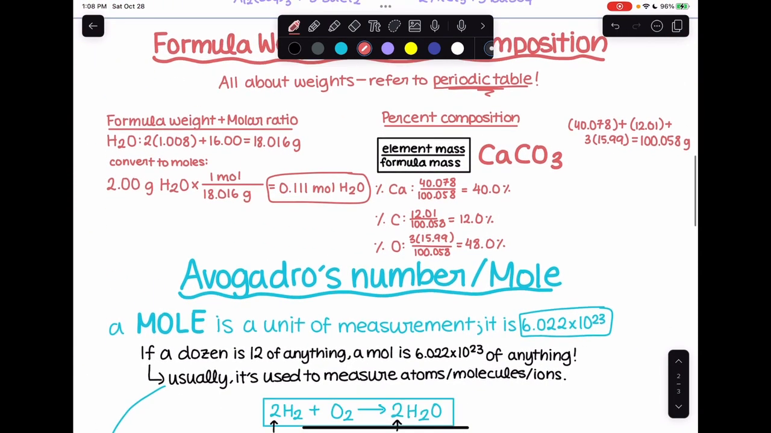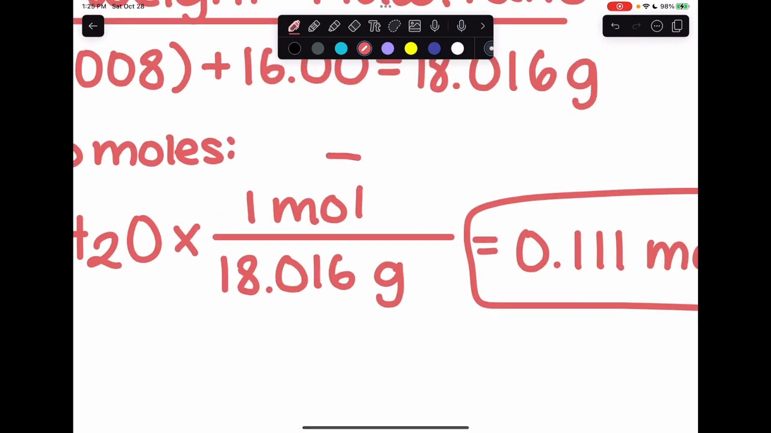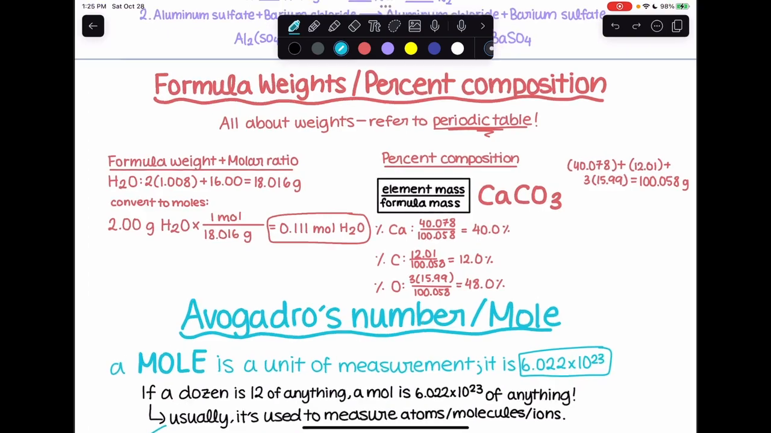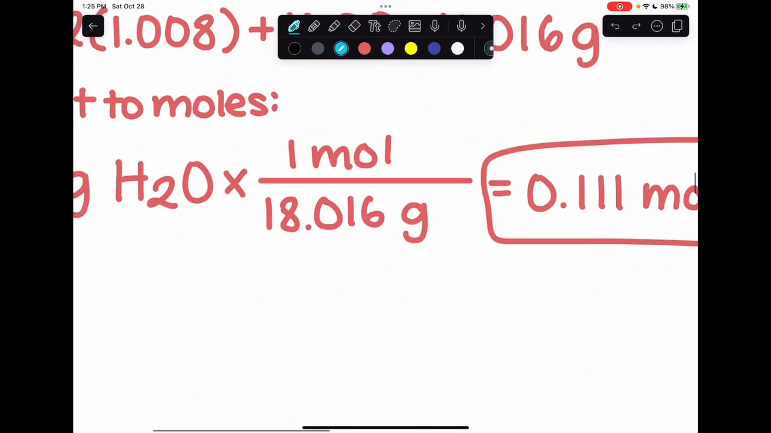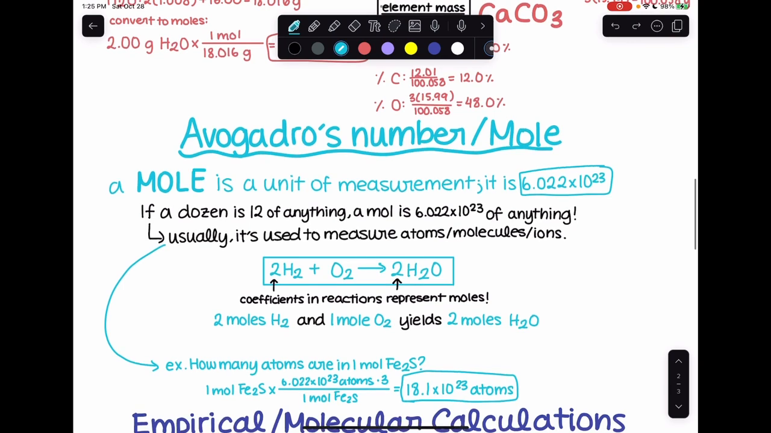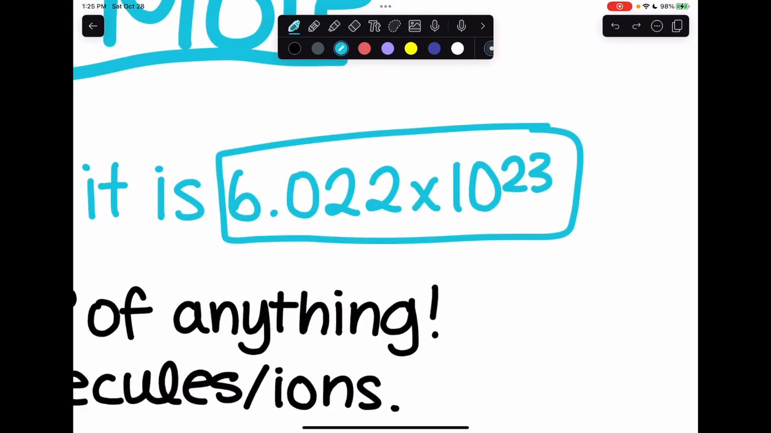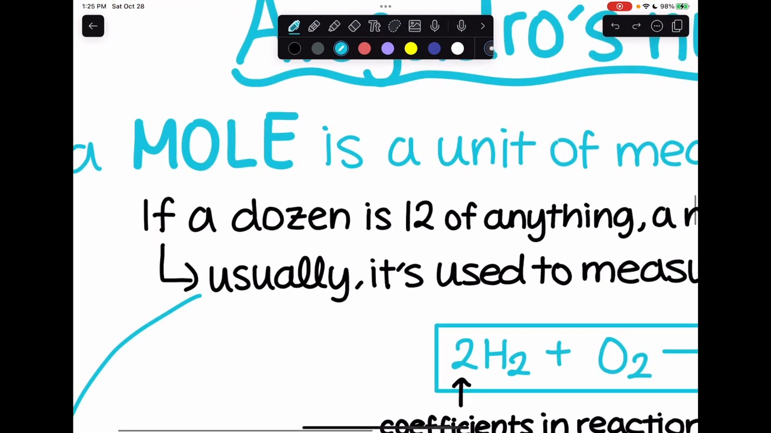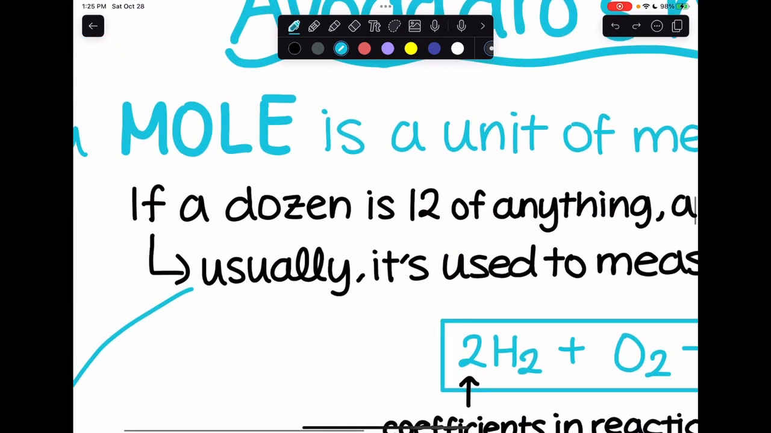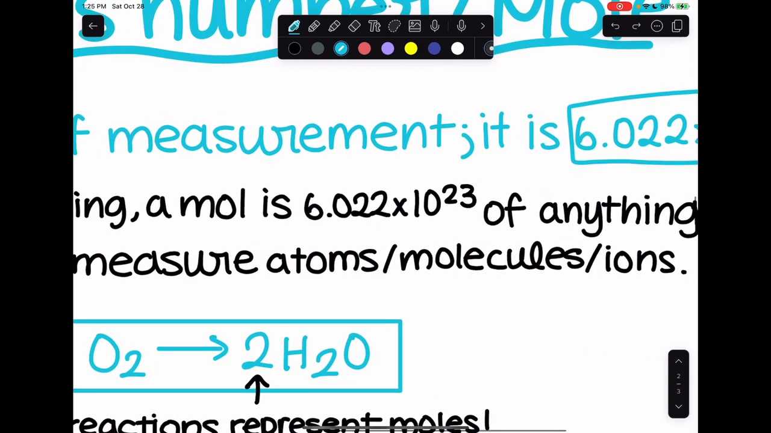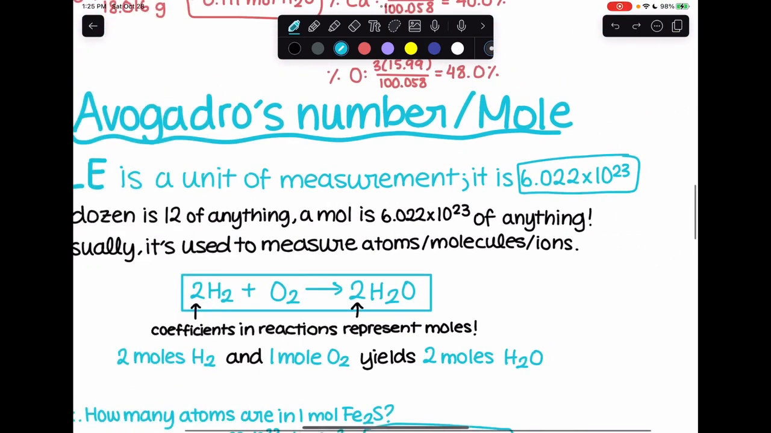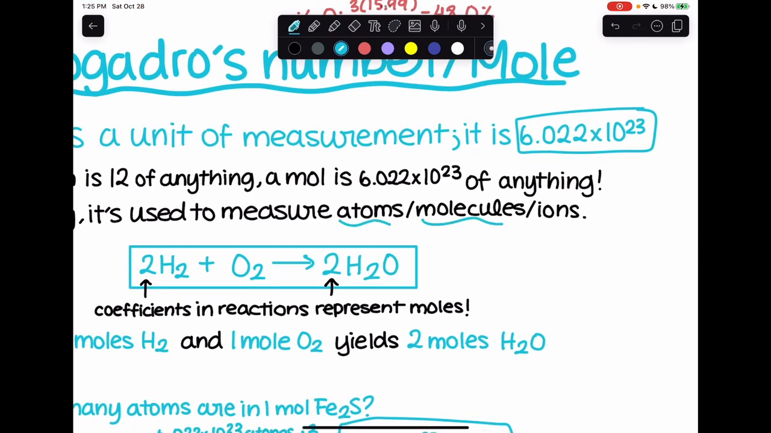It's very simple. So I threw around the word mole here, and it's important that we actually understand why we're using moles and molar ratios. So we have to understand what Avogadro's number is. A mole is a unit of measurement, and its value is 6.022 times 10 to the 23rd. Anything of that is a mole, okay? Just like how a dozen is 12 of anything, a dozen doesn't have to be 12 donuts, it could be 12 anything. A mole is 6.022 times 10 to the 23rd of anything. And it can be used to measure atoms, molecules, or ions.